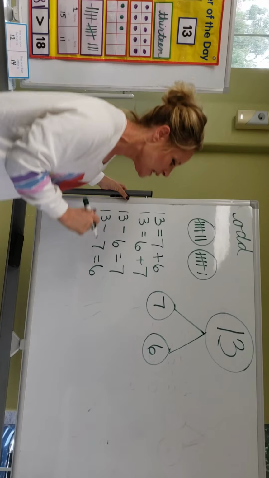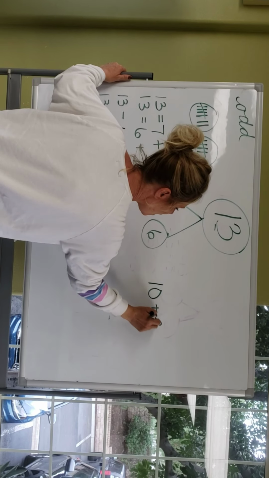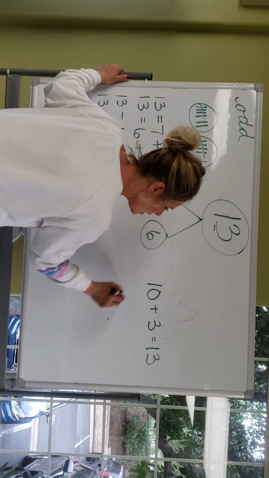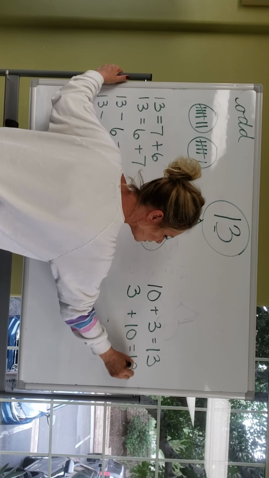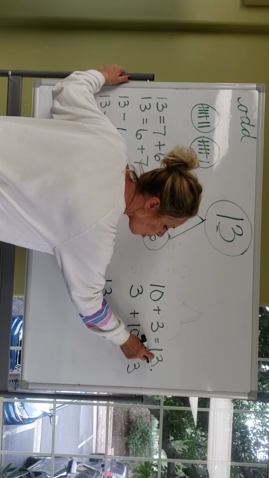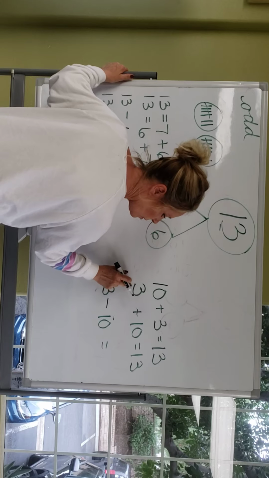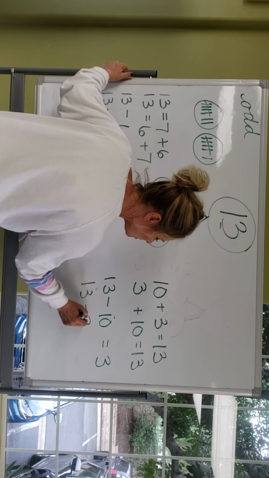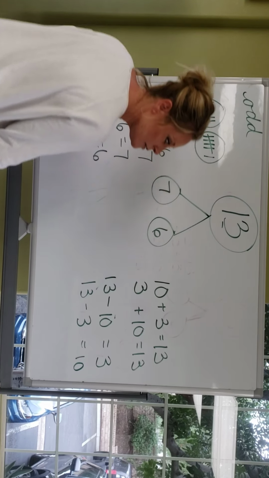Okay. Let's find another way to make 13. It's 1 ten, and it's 3 ones, isn't it, Miss Sandy? Yes, it is. Okay. Then we have 3 plus 10 equals 13. Am I right? Yes. Okay. Let's do 13, the whole, take away 10. The missing number is? 3. And if we have 13, take away 3, then we are missing the 1 ten. Right, Miss Sandy? Yes. Okay.